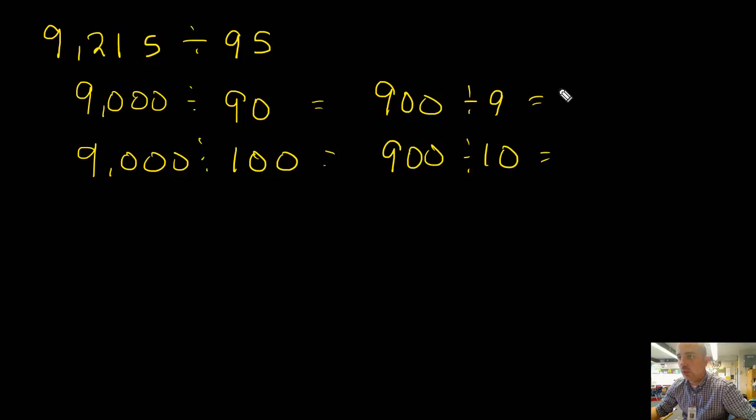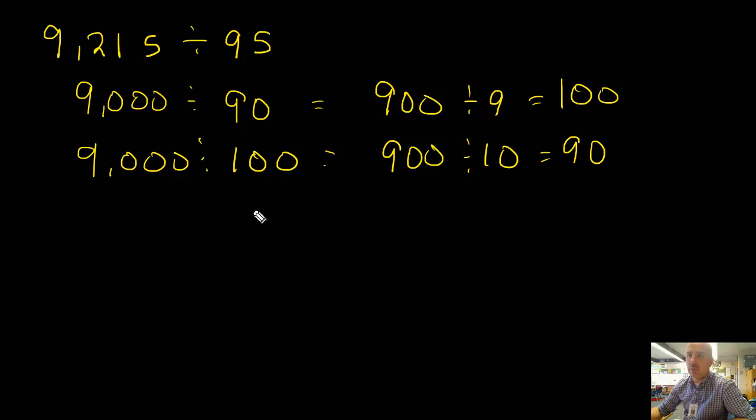9 goes into 9 one time, and I have my 2 zeros, so I would get 100. And this goes into 990 times. And so I would have two estimated quotients, one of 90 and one of 100. And those would be pretty close. Those would both be not too far off from our actual quotient.